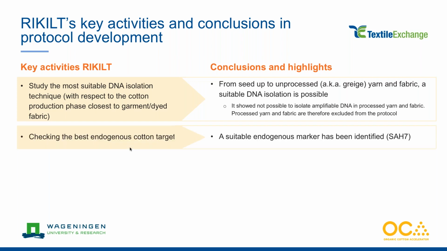That's one key finding. Another one is the fact that it includes an actual suitable endogenous marker, as it's called. So actually a marker that will tell you whether the DNA that has been isolated from the sample truly comes from cotton. And this is a marker that works on all four cotton species that are commercially cultivated in the world. So it takes into account hirsutum, arboreum, herbaceum, and barbadense, and also all the hybrids out there.